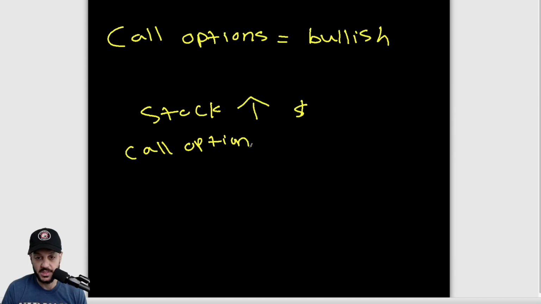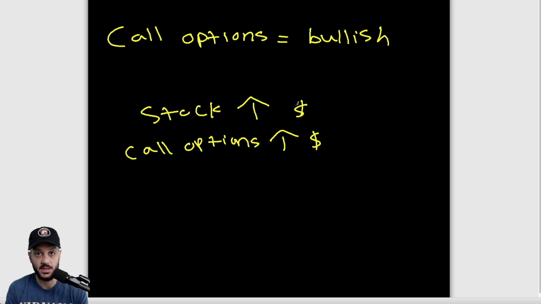And the reverse is true. When stocks go down, call options go down. So firstly, you are best off buying LEAPS or buying call options when the stock declines in value. Why? Because then the call options will be cheaper. So just because a stock declines in value in the short term doesn't mean that your long-term outlook isn't bullish.